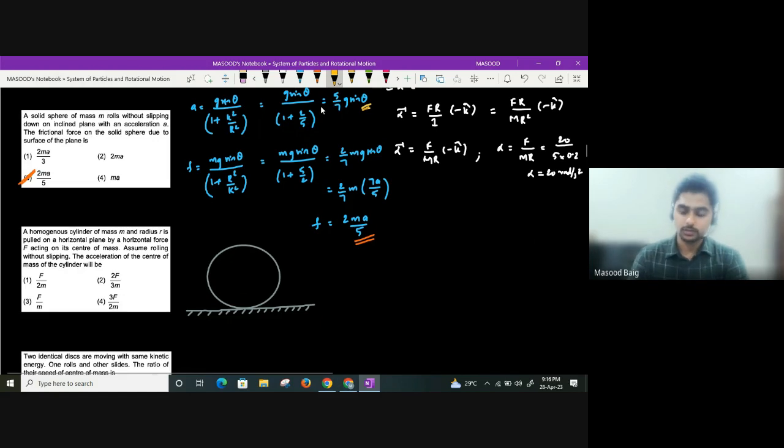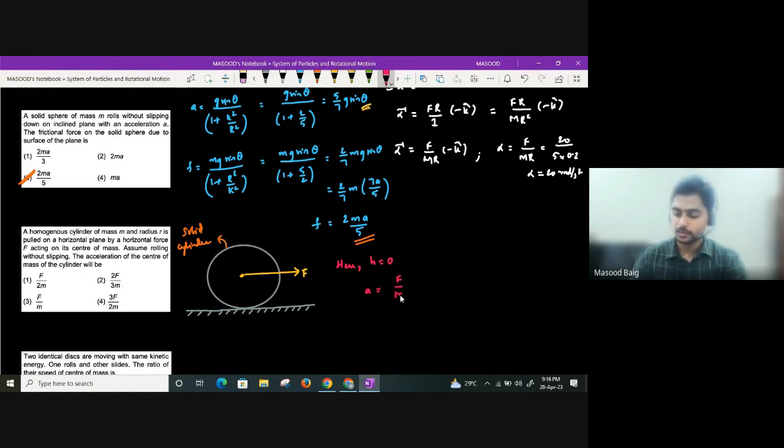Now, how is the force applied? They have given that it is a homogeneous cylinder. Homogeneous cylinder means it will be a solid cylinder, guys. So how is force applied on this solid cylinder? It is applied exactly at its center. So here in this case, because force is applied at the center, what is h value here? Will it be 0 or not? They're asking what is the acceleration. What is acceleration, beta? We got it.